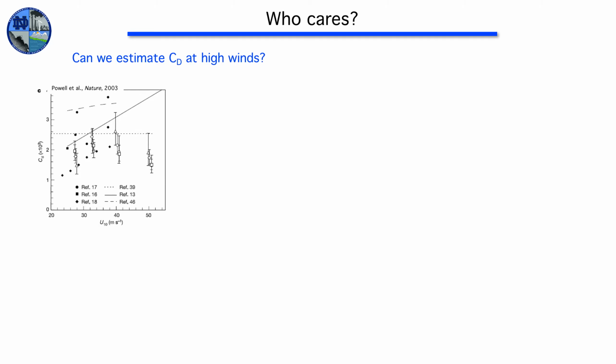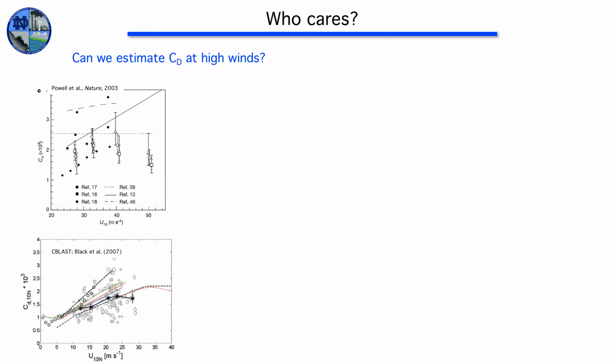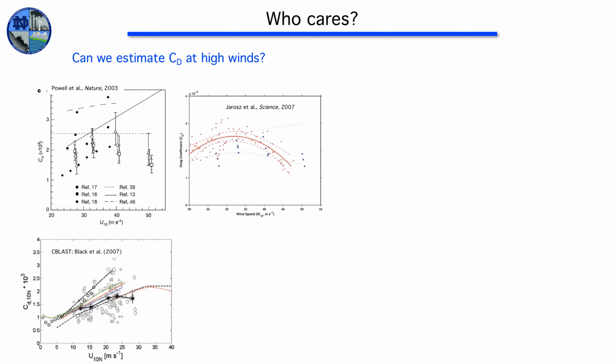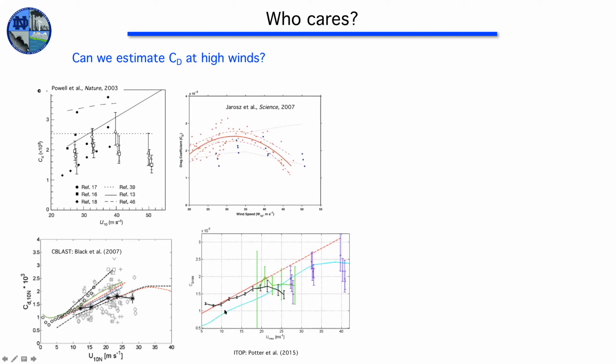I'll say much more about that as the talk goes on. These are direct measurements made from aircraft, so eddy covariance made from aircraft during the SeaBLAST campaign. These are ocean-side measurements, which also hint at this roll-off of the CD versus U10. These are measurements made by Potter et al. from a buoy during the ITOP campaign.